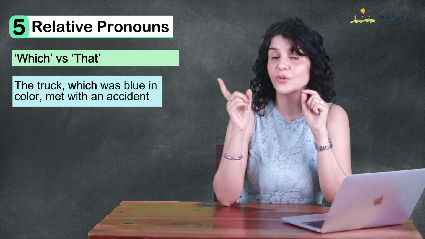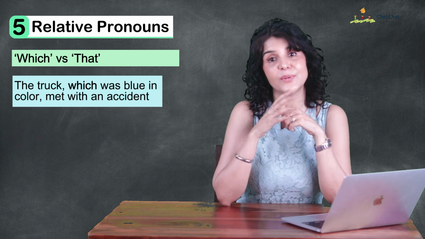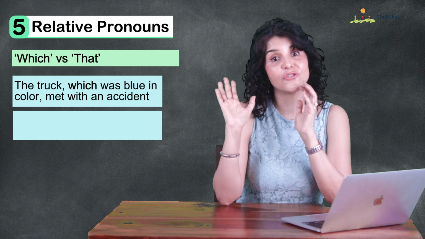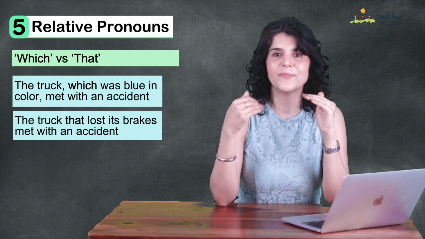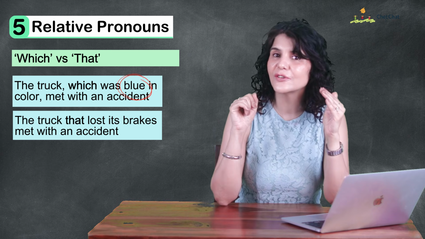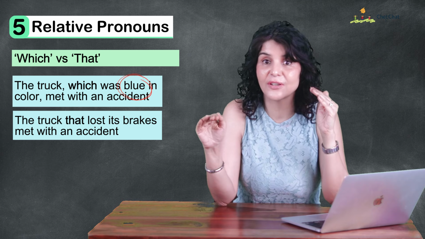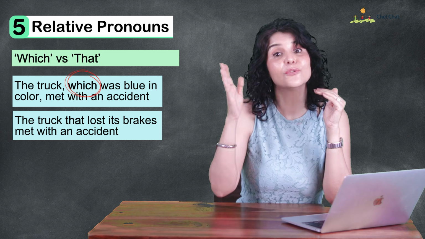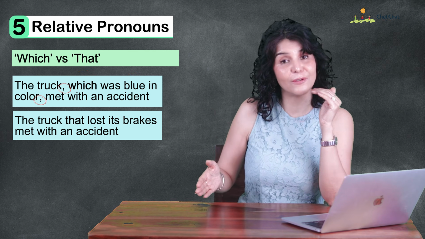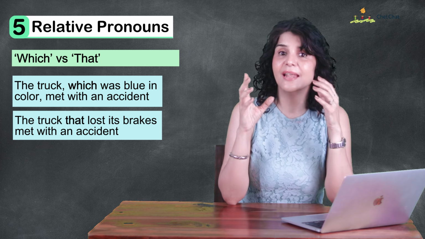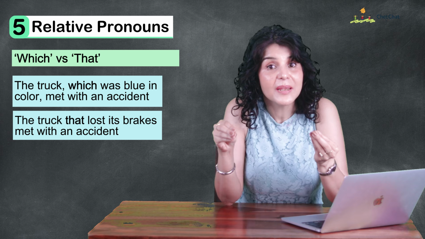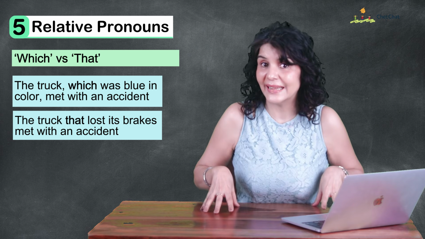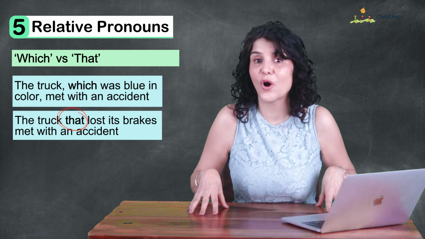The truck, which was blue in color, met with an accident. The truck that lost its brakes met with an accident. Now in the first sentence, the blue color of the truck is not essential information. So we use which. We use comma before and after the clause. In the second sentence, the fact that the truck lost its brakes is essential information. So we use that. And there are no commas.